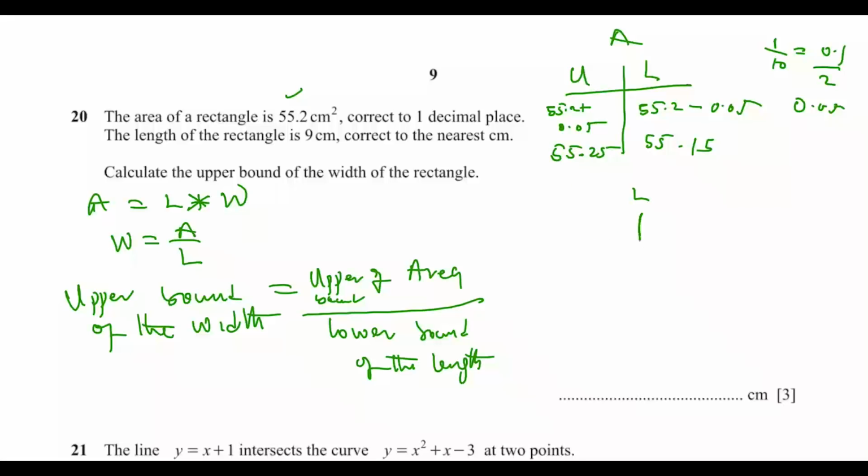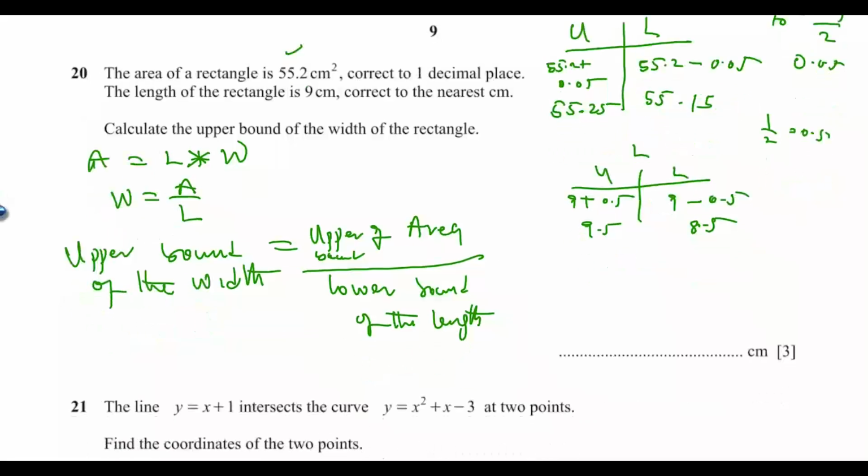Okay, so for the length, you can do the same thing. The upper and the lower bound will be 9 add something, 9 minus something. The degree of accuracy is to the nearest centimeter, which is 1. So 1 divided by 2 will be 0.5. So this will be plus 0.5 and minus 0.5, which gives us 9.5 and 8.5.